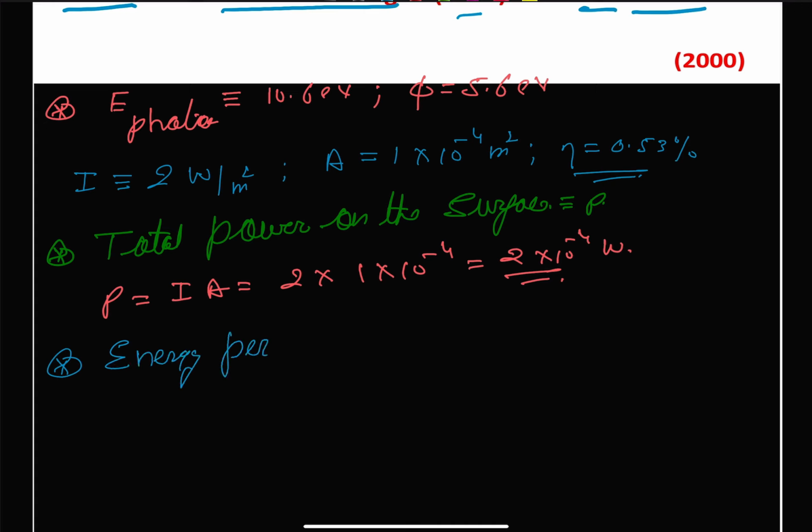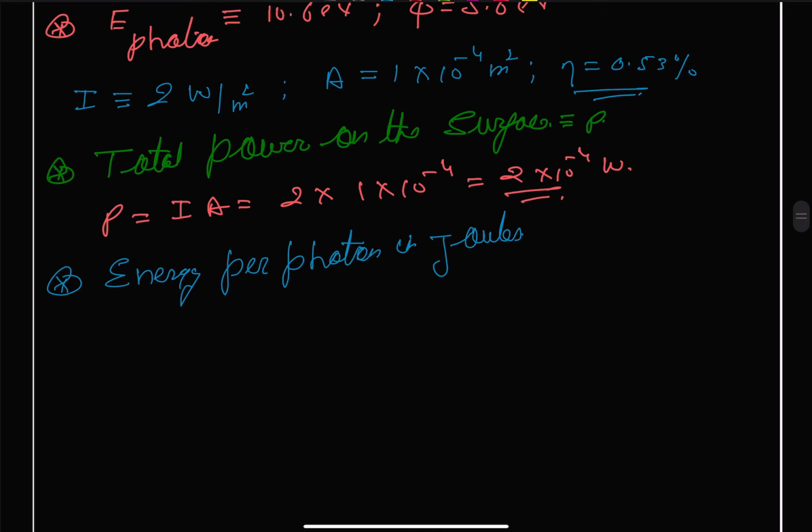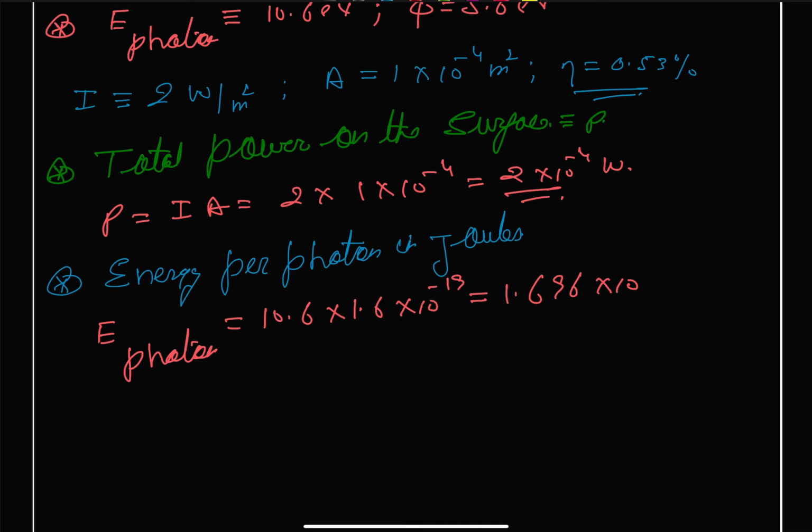Energy per photon in joules. Energy is given to us, so we can directly write E photon, and its value is 10.6 into 1.6 into 10 to the power minus 19. This gives us 1.696 into 10 to the power minus 18 joules. Now we can find out the number of photons falling per second.